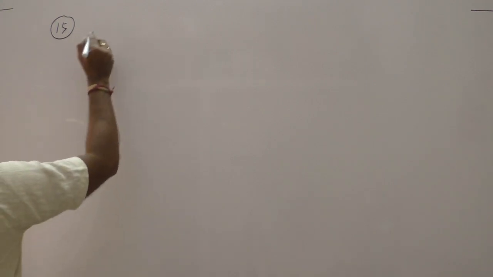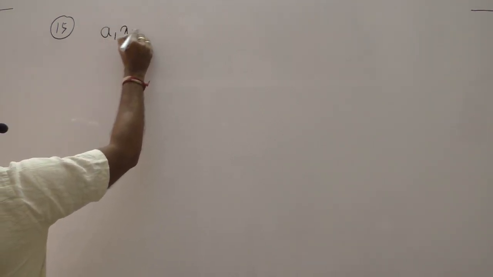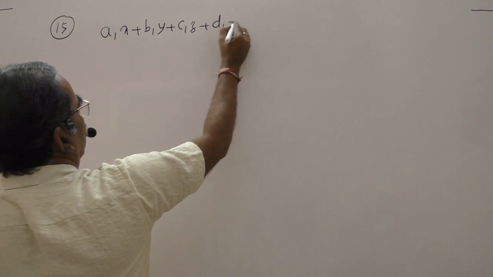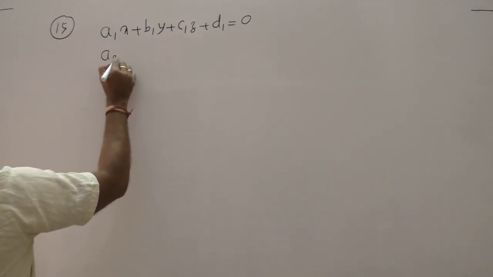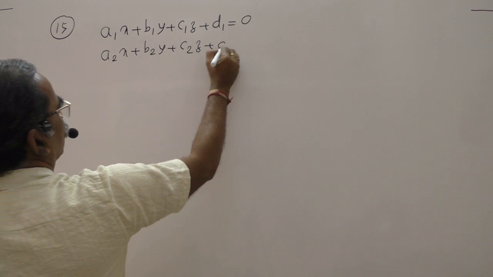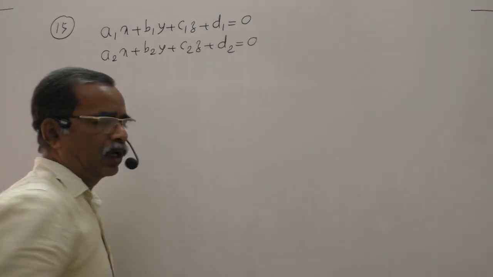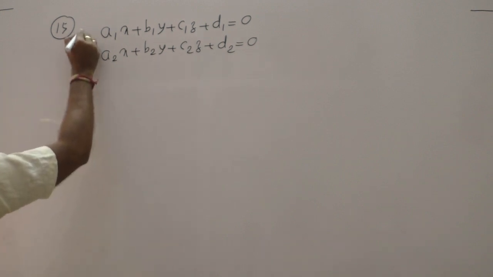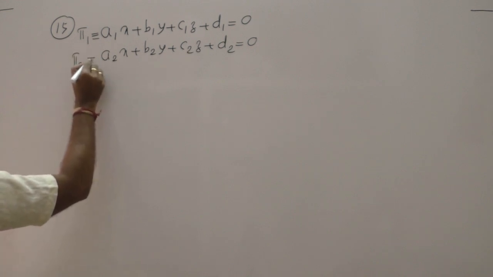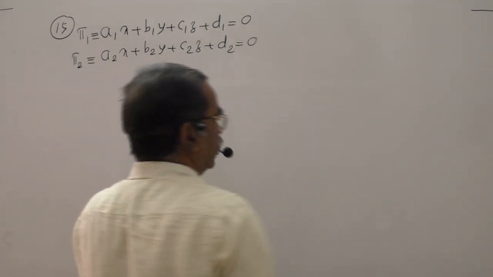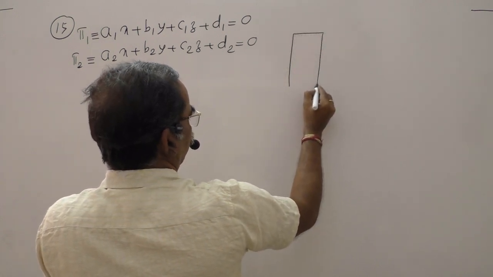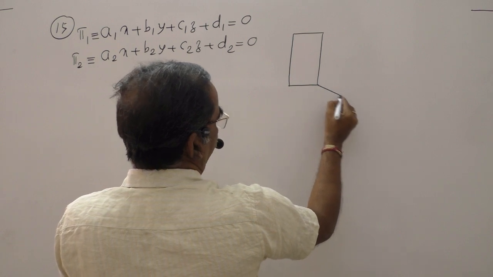Yes, two planes are there. For example, the first plane is A1x plus B1y plus C1z plus D1 equal to 0, and the second plane is A2x plus B2y plus C2z plus D2 equal to 0. These are the two planes. I shall denote the first plane by pi 1 and the second plane by pi 2. So here what is the concept? Listen. This is the first plane, suppose. This is a second plane like this.